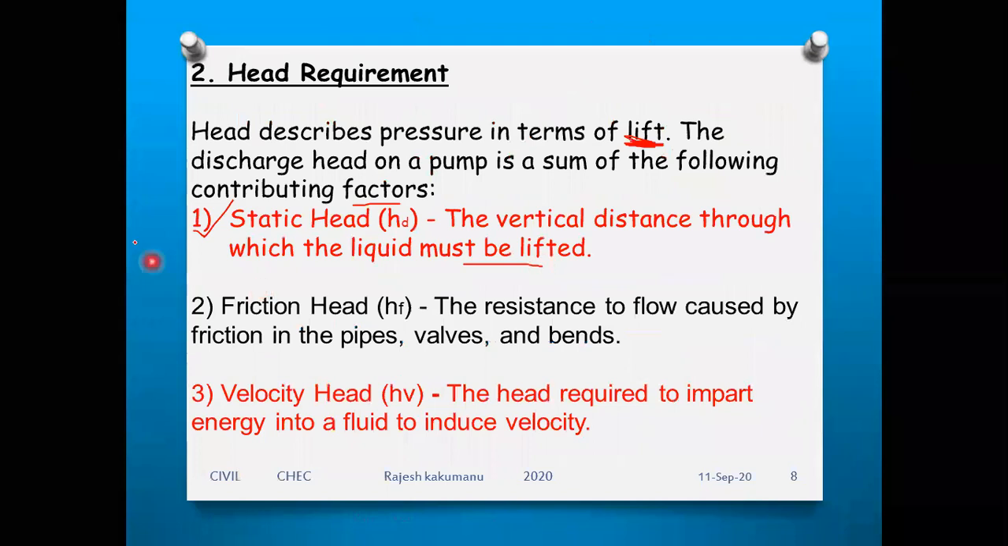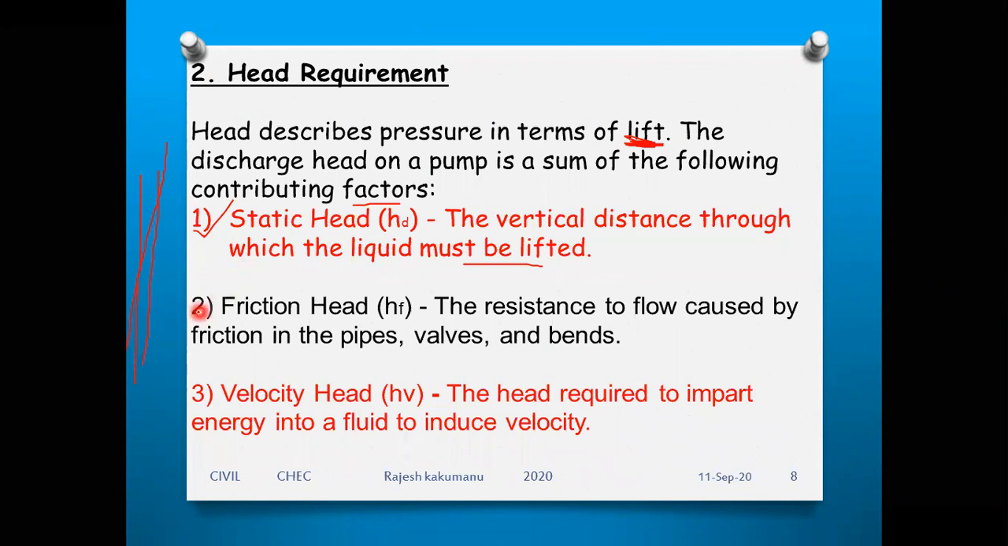The vertical distance, అంతే కదా, భూమిలో నుంచి మనకి పైప్ వేస్తే, this is the vertical distance, the water is going from here to here. The vertical distance through which the liquid must be lifted from the bottom is nothing but HD, static head.